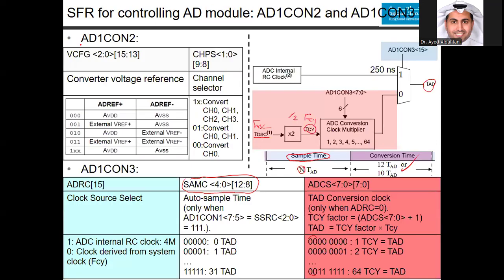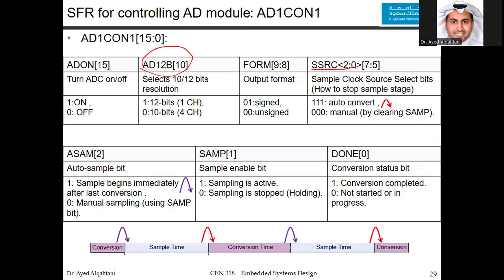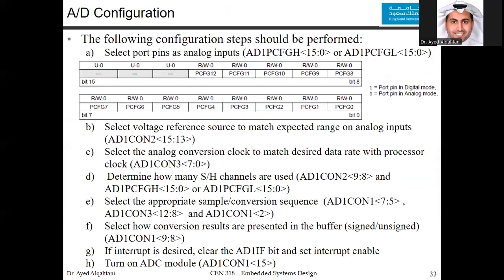For this one, it is all the time 0x0000 based on our discussion. Now, the third control register is for the calculation of the TAD and for the sampling time calculation. And the first one has a lot of options: the auto sampling, the auto conversion, the form, the selection of the bits, and 2 bits, one of them a status bit, and one of them to turn the ADC on and off. So to configure the ADC, you need to specify all of them.